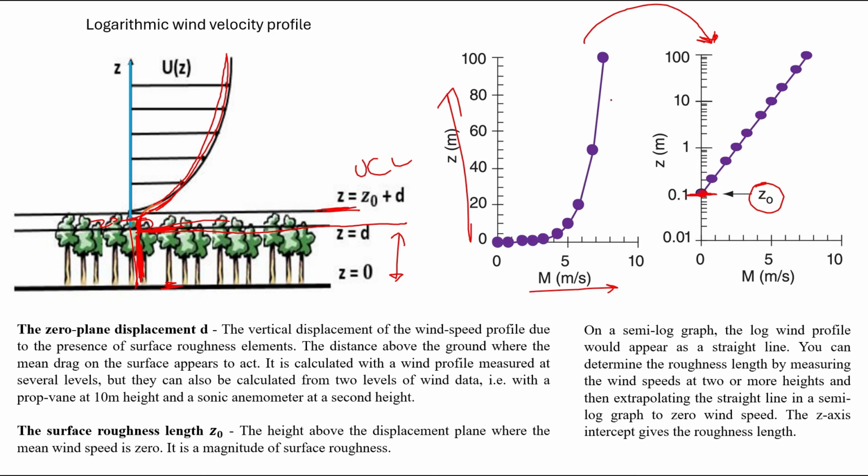Assume you are using a sensor and finding the velocity at different locations, and you draw the velocity profile. If you draw the same graph as a semi-log, it becomes a straight line and reaches 0 at some height, and that height is the Z0 roughness length.